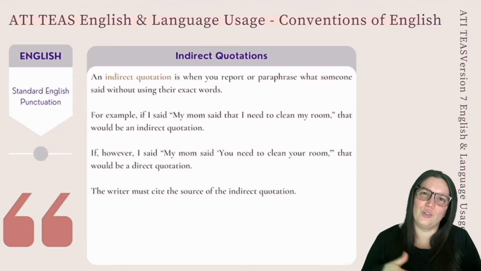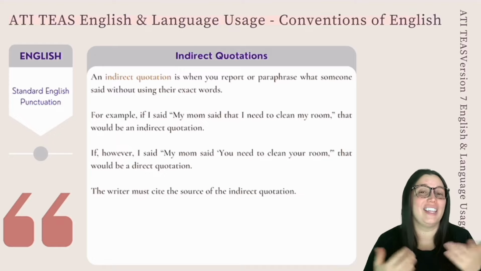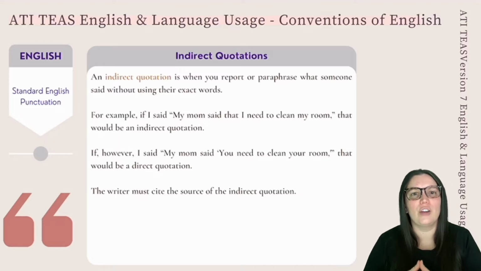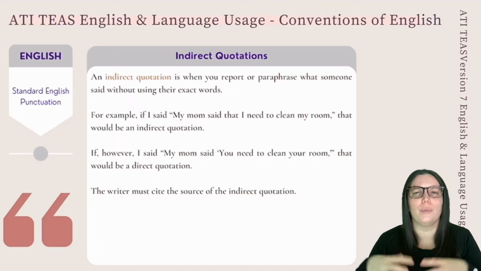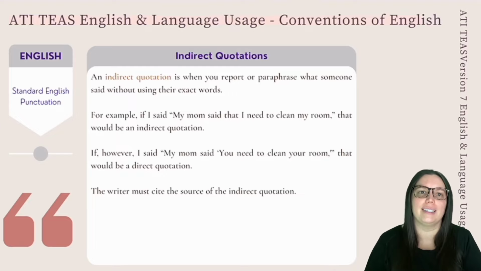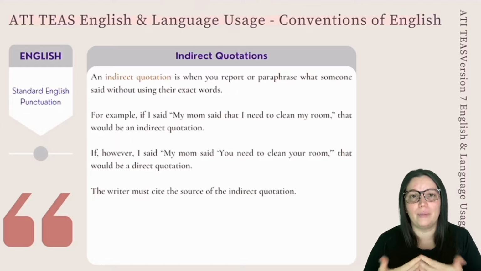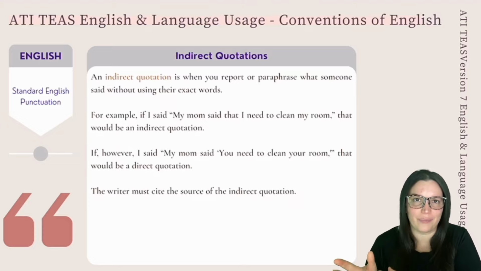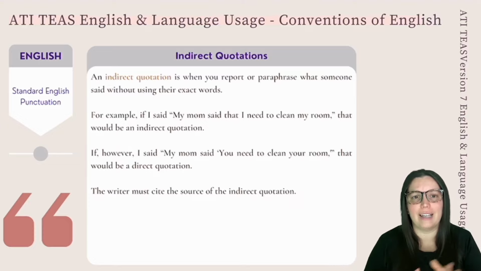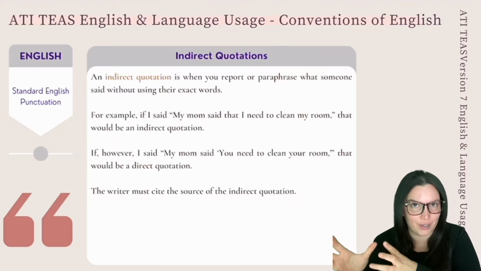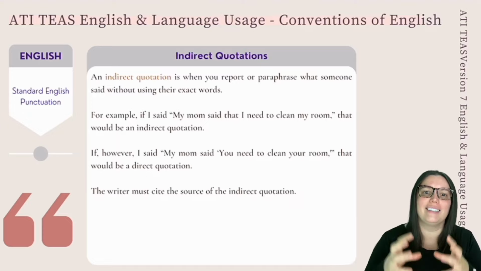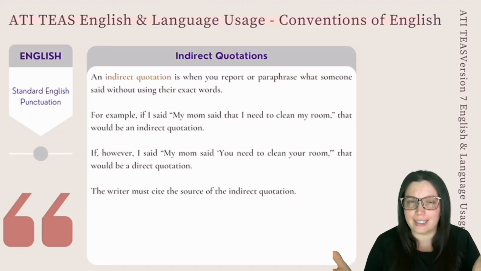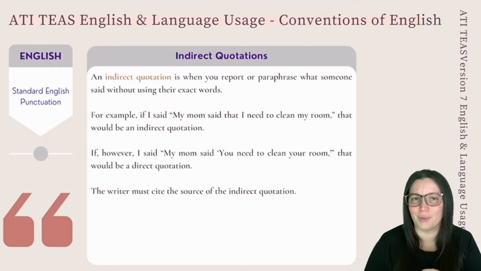So we're going to talk about indirect and direct quotations, starting with indirect quotations. An indirect quotation is when you report or paraphrase what someone else has said without using their exact words. So for example, if I said, my mom said I need to clean my room, that would be an indirect quotation. If, however, I said my mom said, "You need to clean your room," that would be a direct quotation. The writer has to cite the source regardless if we're using an indirect or a direct quotation.